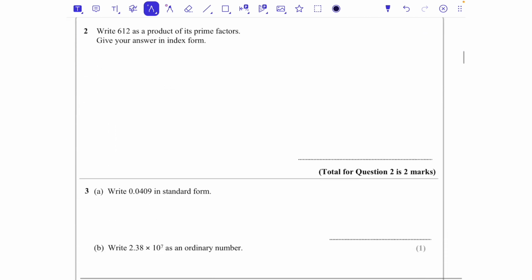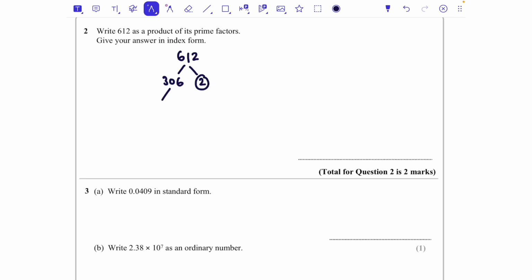Question number 2, write 612 as a product of its prime factors. Give your answer in index form. So we start with 612 at the top, and we need 2 numbers that multiply together to give 612. I'm going to go for 306 multiplied by 2. So I've halved it there to get that.